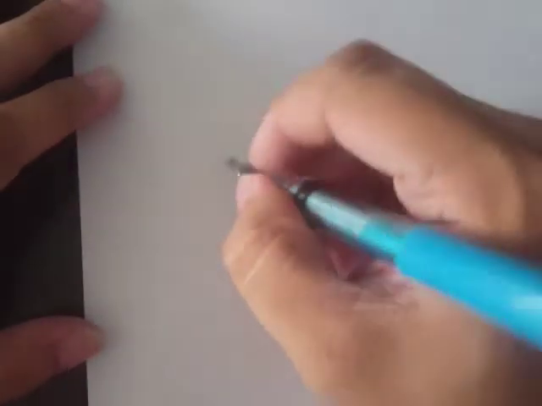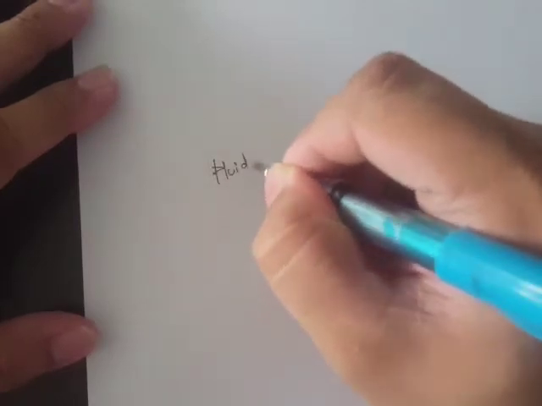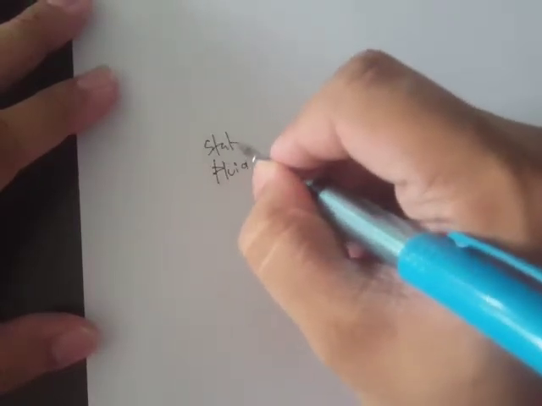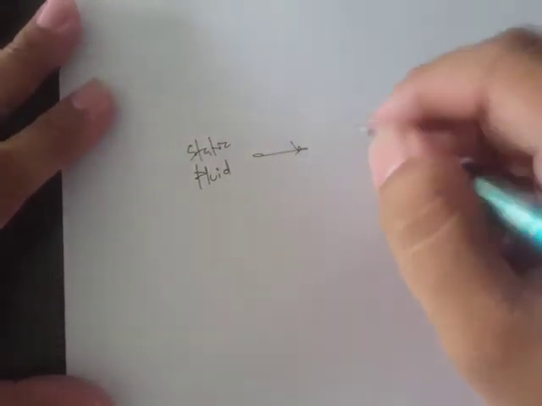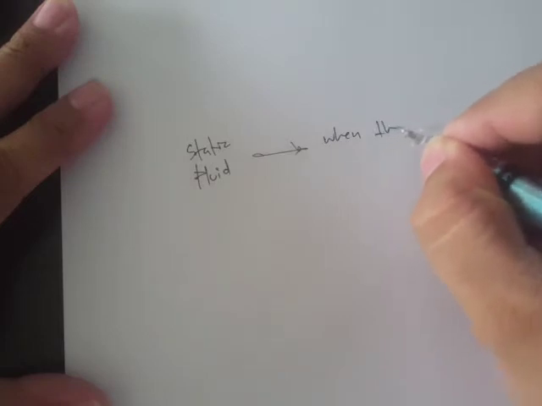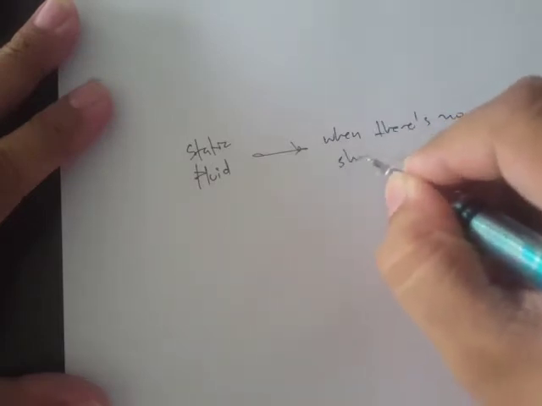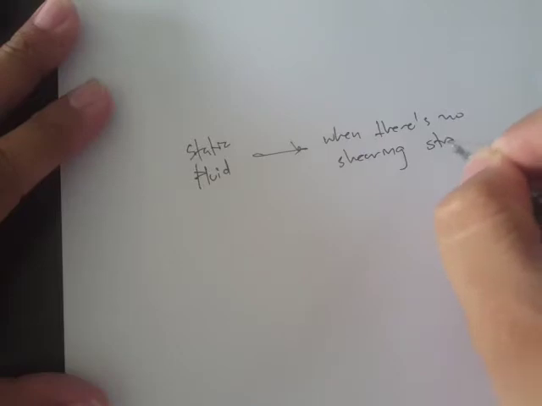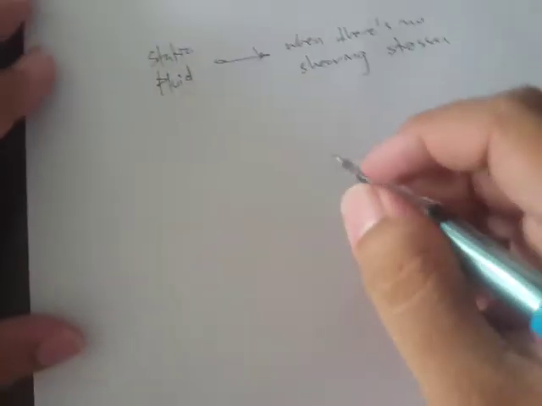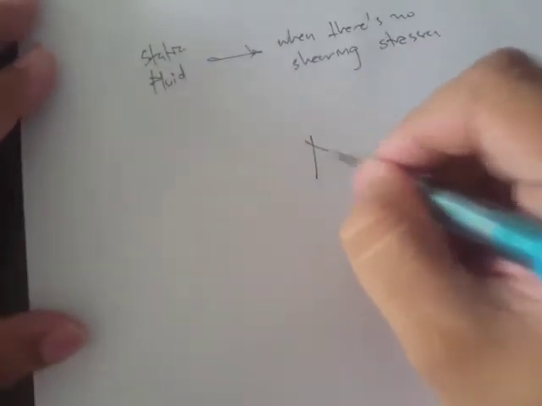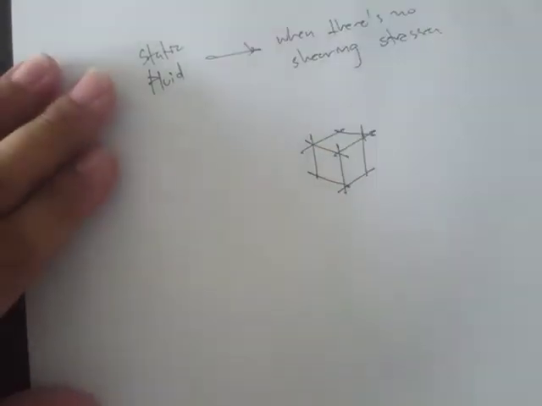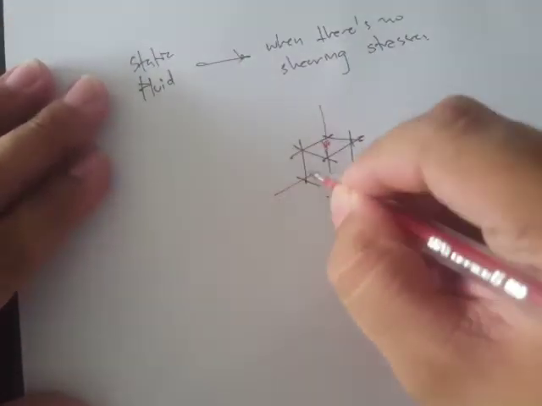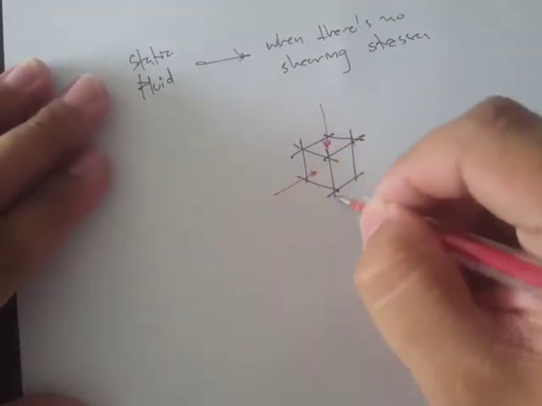In the previous lectures, we have learned that a fluid is in static condition, or we can just write static fluid, when there's no shearing stresses. In other words, if we draw a fluid element right here, the forces that only act are the normal forces.